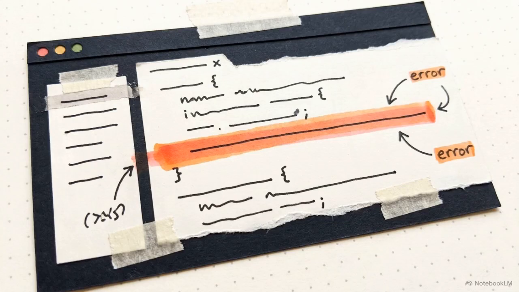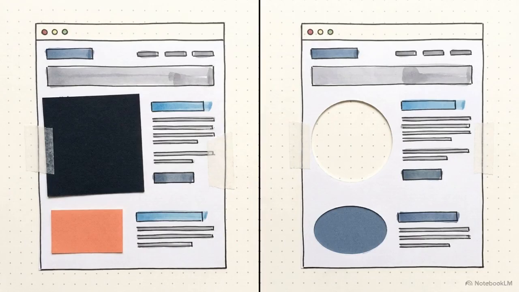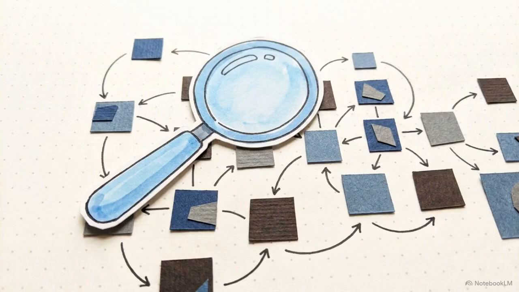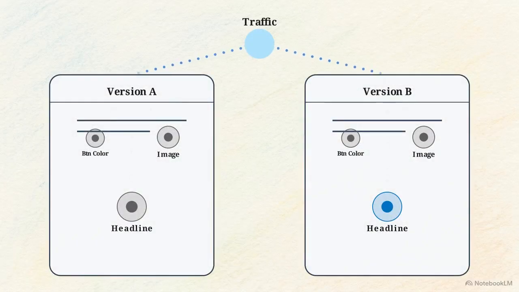Stalled revenue is a logic problem that requires debugging. Systematic A/B testing provides the objective data needed to find the broken link in your marketing sequence, moving past the guesswork of aesthetic preferences. An A/B test functions as the scientific method for your growth. By splitting your traffic between two versions of a page, you identify the exact variables that lower your customer acquisition cost.